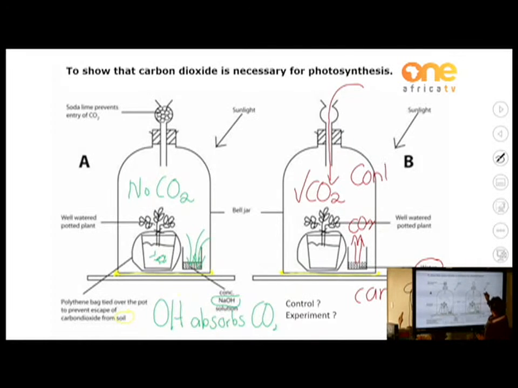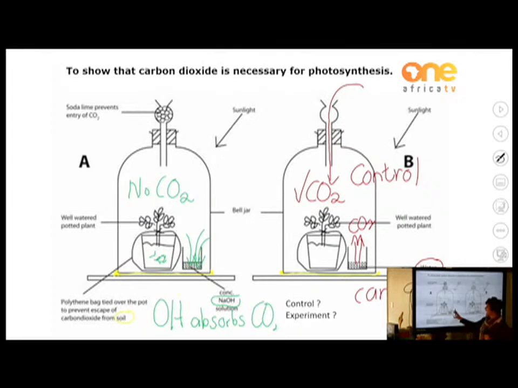Why do I think this is the control? Because all the necessary factors, even the one that is under investigation, are present here. Do you understand this? So here I added some more viewpoints and some more small important stuff to make sure this one has no carbon dioxide.